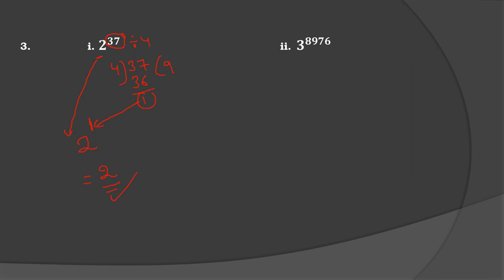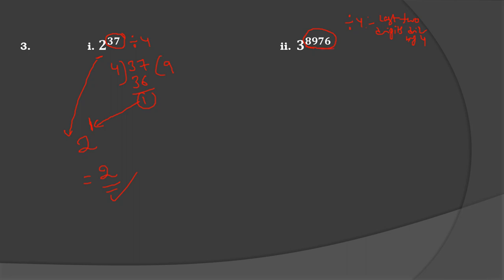Now again take the power value and divide it by 4. Here the power value has more than 2 digits, right? Whenever we have more than 2 digits, apply the divisibility rule of 4. What is the divisibility rule of 4? If the last two digits are divisible by 4, the entire number is also divisible by 4. So now apply the divisibility rule of 4.